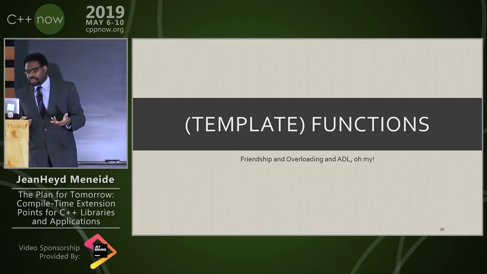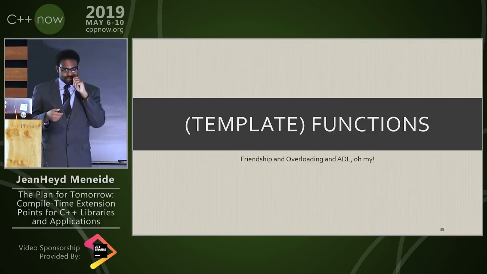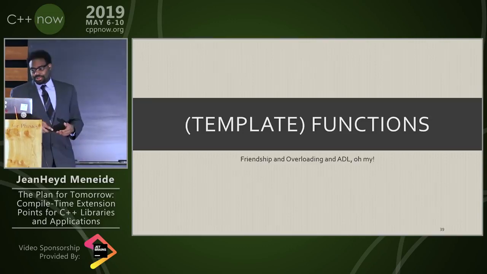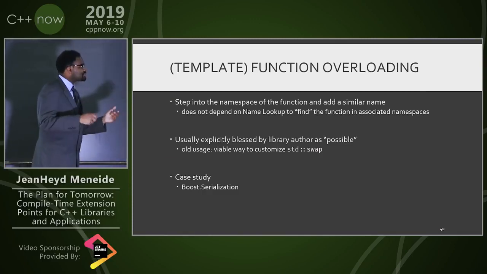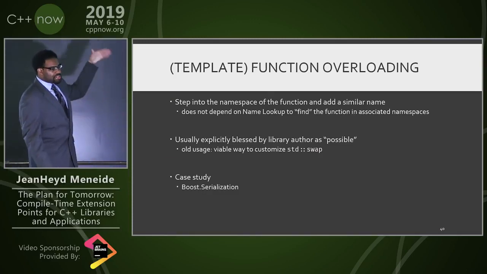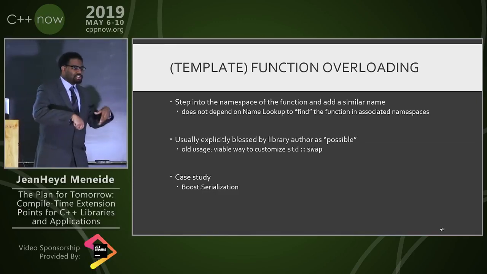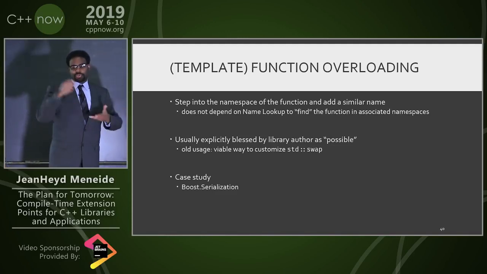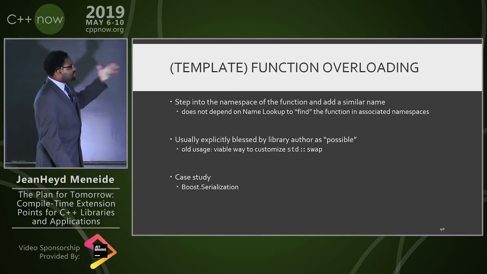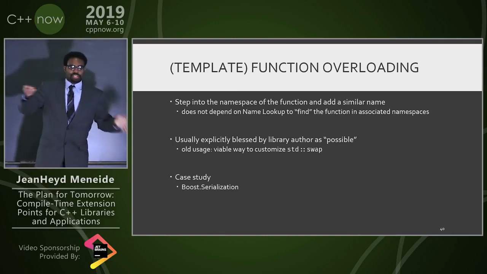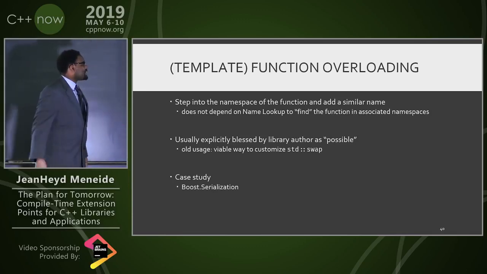So a lot of people, after using std hash for a while, started moving towards functions as a way of writing their abstractions, right? But it comes with a whole other bag of issues and everything else. So first we're going to talk about just plain old function overloading, right? Where you step into somebody else's namespace, whether it's boost or the standard or whatever, and you write the function that works for your types, or a class or a body of types. And so usually what happens is the library author explicitly blesses it and says, you're allowed to do this, right? They say, you are blessed, go forth, my child, and specialize.